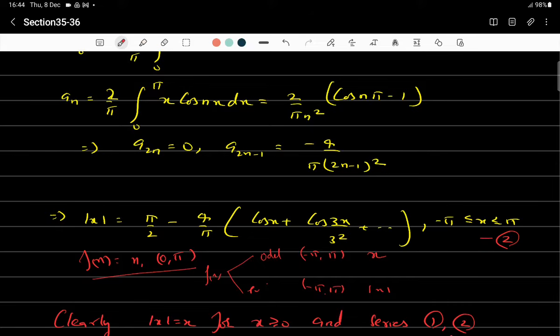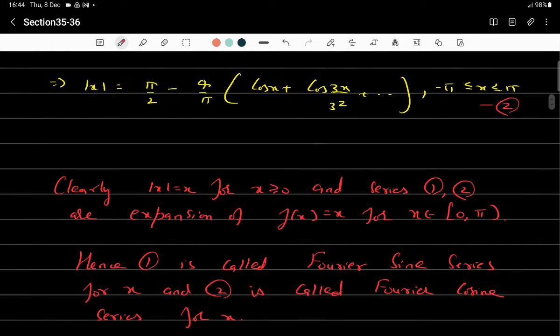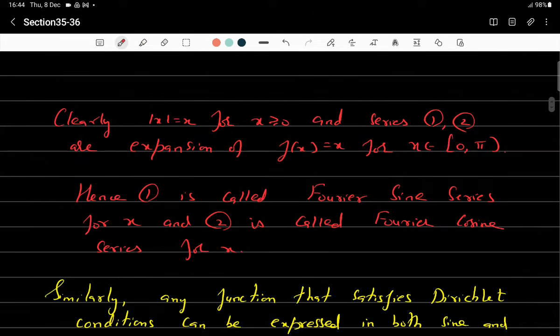We have been given the function over the interval 0 to pi, and we extend it. If I need the sine series, then I extend the function in such a way that it remains odd. If I have to write down the cosine series, I extend it in such a way that it becomes even. Yes, so this is the information, and that's why we consider this example. So now I can say that clearly mod x is equal to x for x greater than or equal to 0, and the series 1 and 2 are expansions of f of x is equal to x over the interval 0 to pi. One is called the Fourier sine series and 2 is called the Fourier cosine series for x.